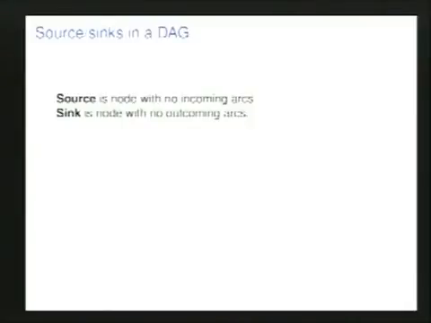Why? Is there a simple proof? Yeah. Right. Okay. So what he said is, after you topologically sort, the first node clearly has no incoming arcs, and the last node has no outgoing arcs. Okay. So now we're using this fancy algorithm that we proved through the sweat of our blood to show this very, very simple thing.